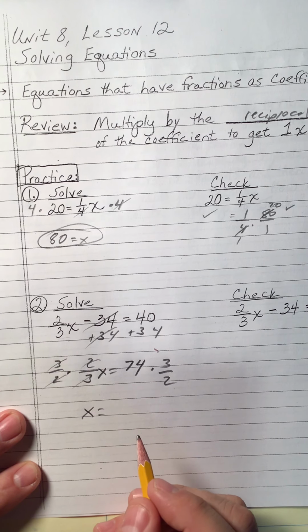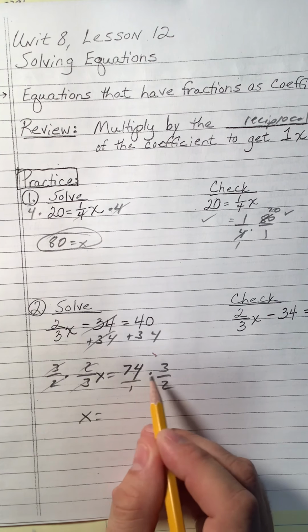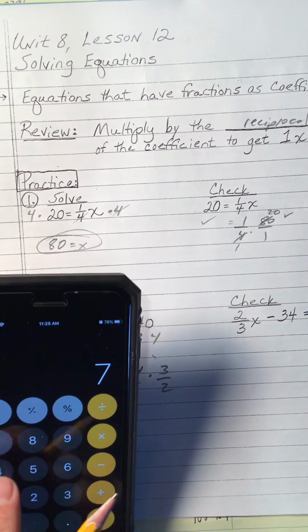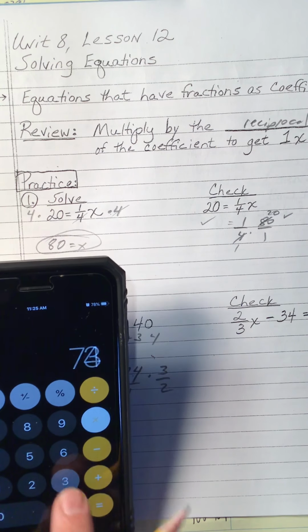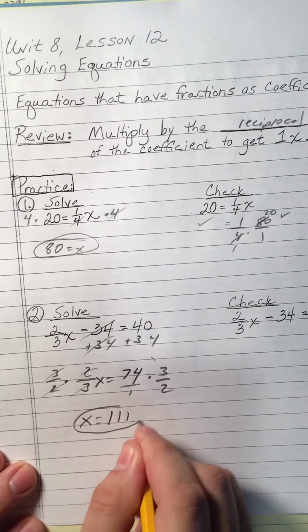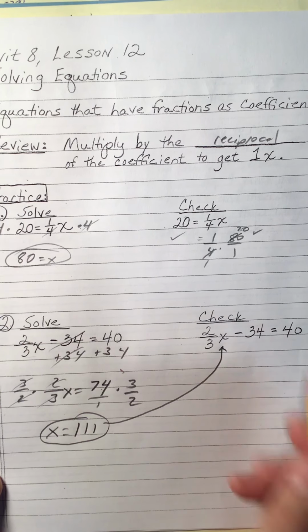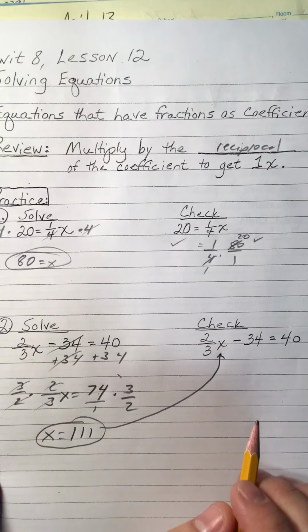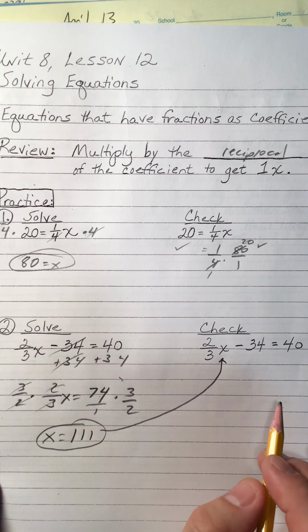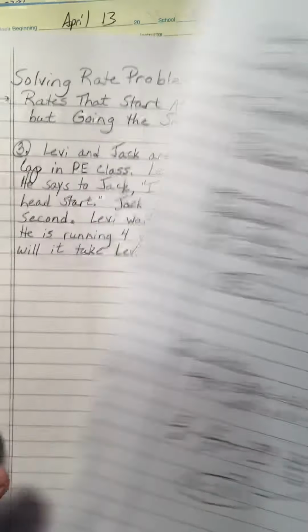X equals, how many times does 2 go into 74? Or I can just multiply. Let me get my calculator here. We'll just multiply across. 74 times 3 divided by 2. Your answer is 111. Again, you can double check it here by just putting 111 in for x and make sure you get 40. If you want to make completely sure and be 100% certain that your answer is right, you plug it in for x.